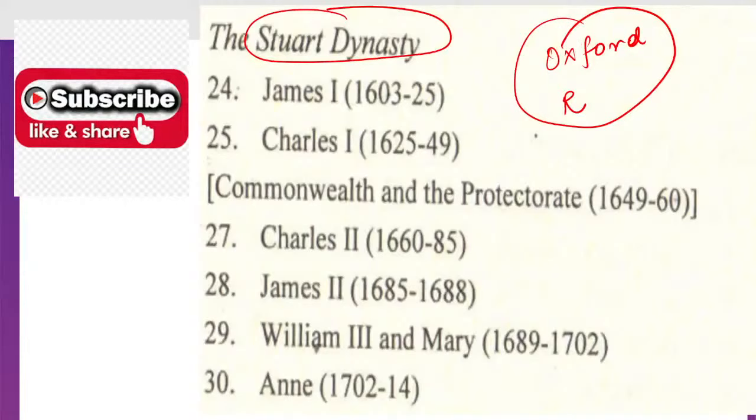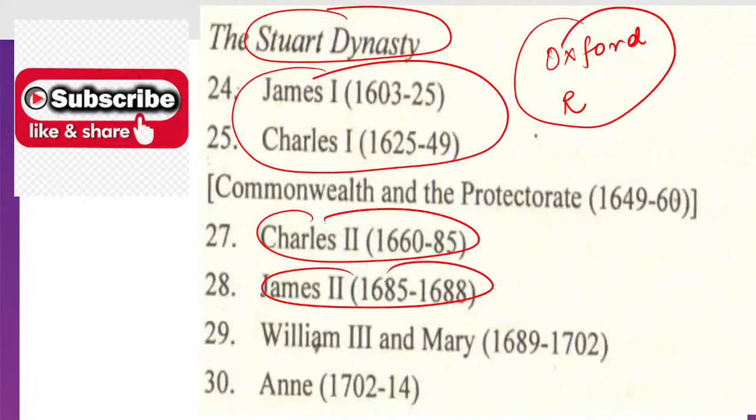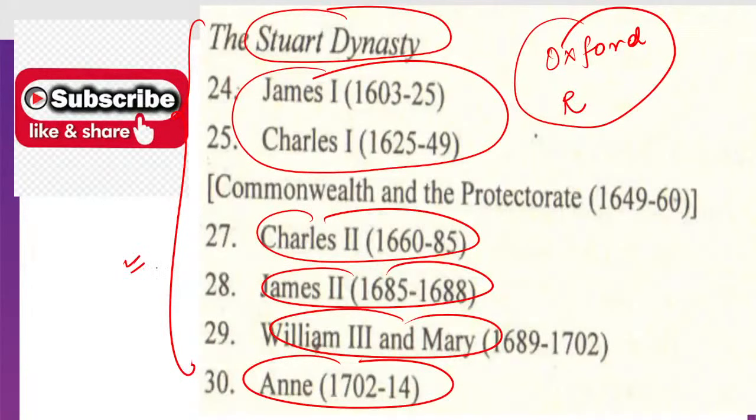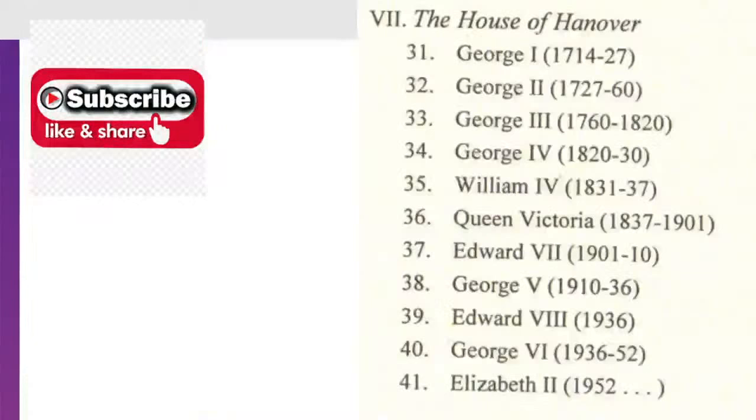So authentication really helps. Stuart dynasty: James I, Charles I, then Charles II, James, William, and Anne. This is the Stuart dynasty, which is again one of the longest stable periods. The second part is almost stable, but in the first part there are a lot of challenges being faced. And finally the House of Hanover comes in, which actually still survives.